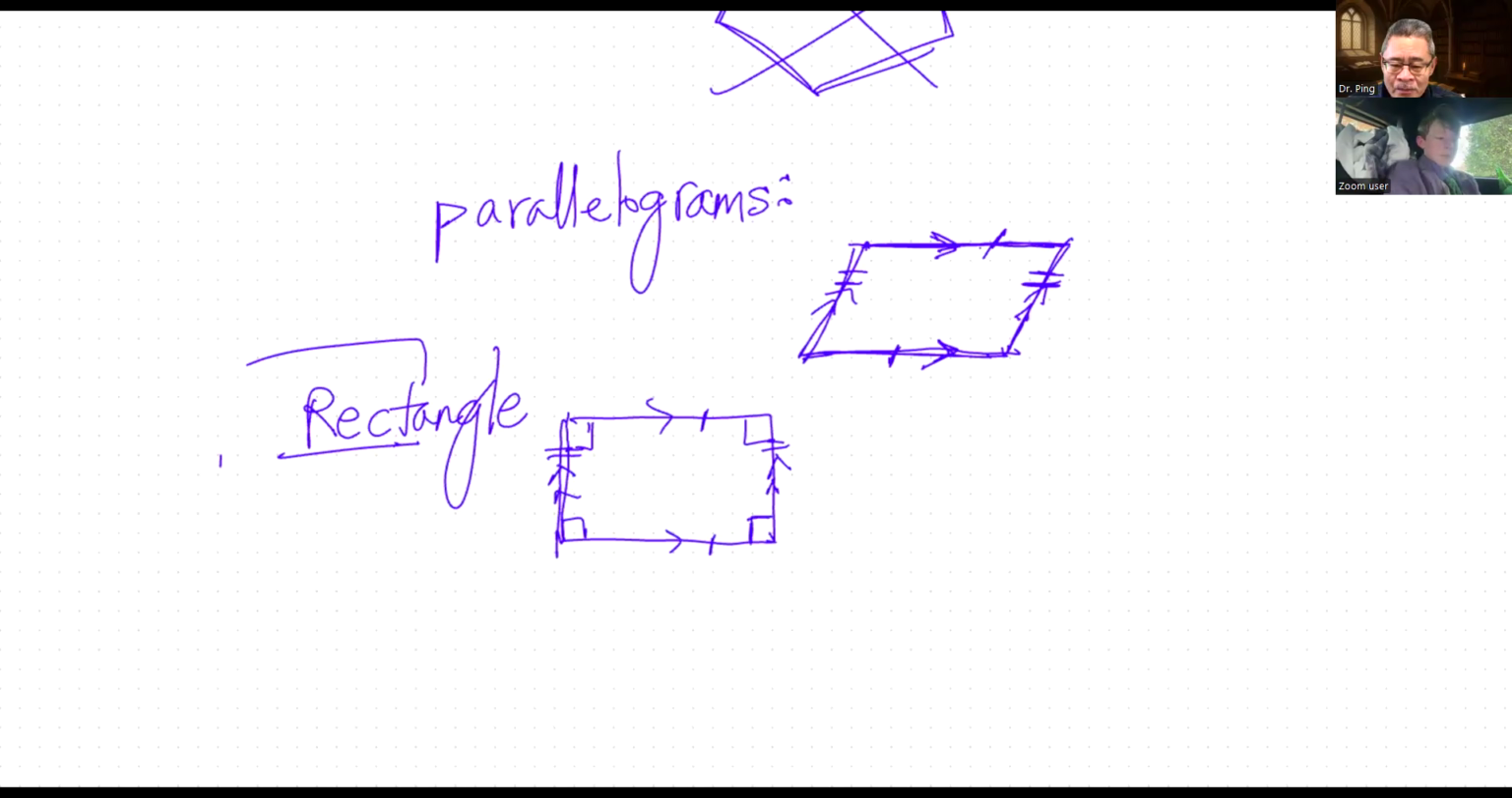So from a parallelogram, we got the special type, which is a rectangle. We also have another special type, which is something like this. All the sides are parallel and all the sides are equal. So these two opposite sides are parallel. This is parallel, and all sides are equal. So equal length. Okay. Do you remember how we call this type, this special shape?